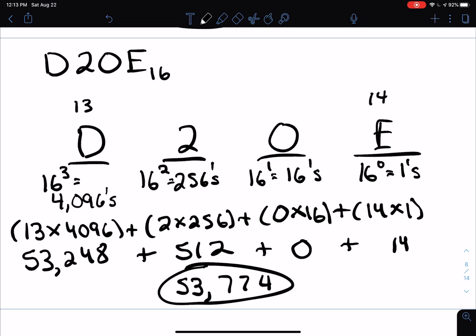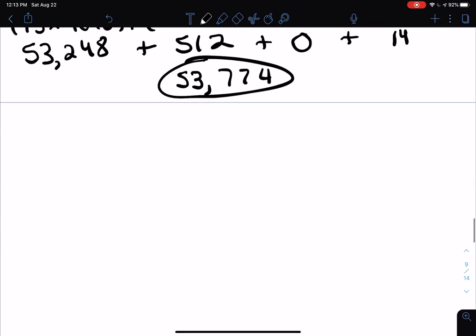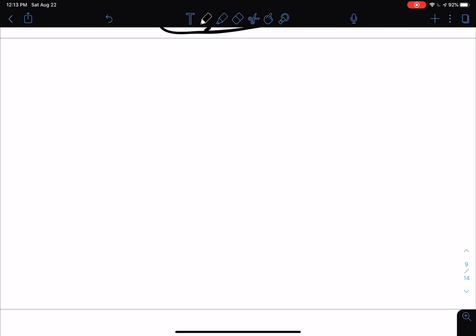And notice I didn't need to write the little tiny 10, because in base 10, if there's no number there, it is assumed to be base 10. All right, now let's go the other direction. Remember, going from a different base to base 10, we're multiplying and adding. But going from base 10 to a different base, we're going to have to do a series of division. So let's go from base 10 to another base.